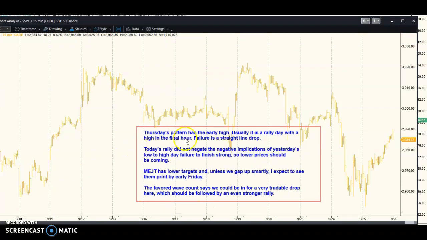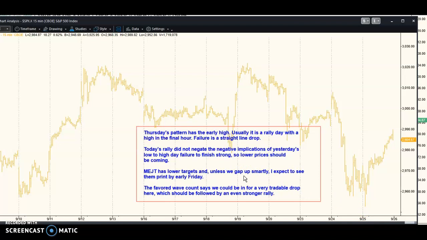So here's what we'll say. Tomorrow's pattern has the early high. Usually it's a rally day with a high on the final hour. Failure is a straight line drop. Today's rally didn't negate the negative implications of yesterday's low to high day failure to finish strong. When you get a day which should be low to high and it goes down instead, it's a fairly reliable sign that lower prices are coming, and usually, not always, they're lower than this.